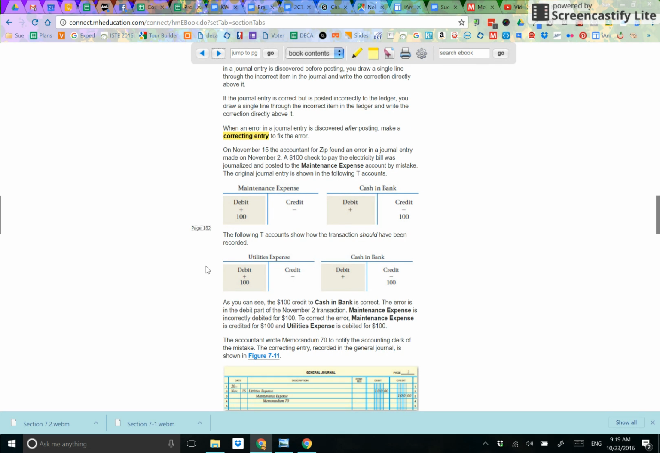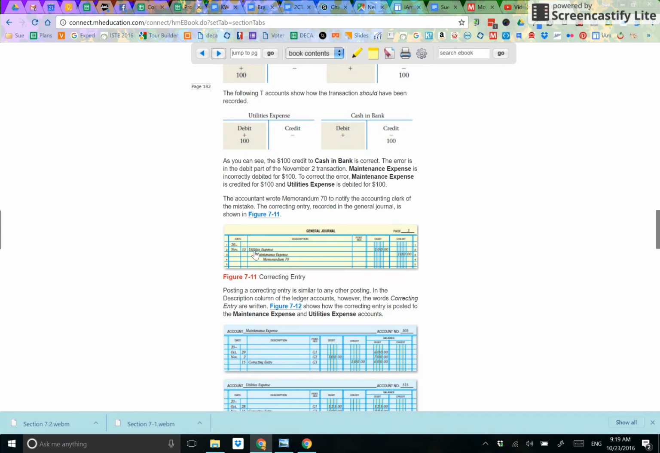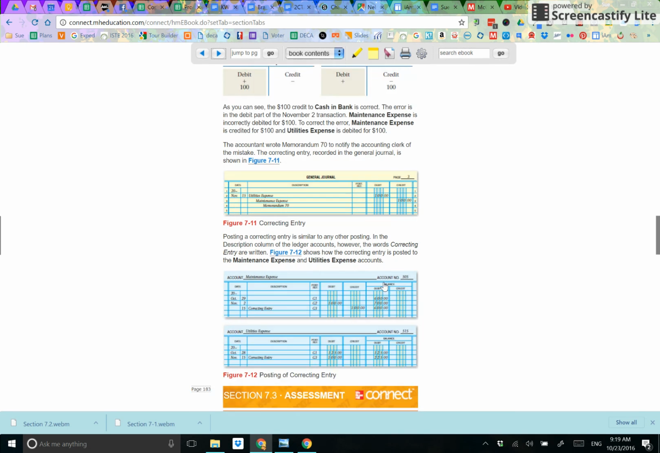So our correcting entry right here is going to be to, oh, that's not it, sorry. Here's what they did, here's what it should have been. Okay, so the correcting entry right here has got to be to get it out of maintenance expense. So we credit that, and then we put it debit into the utilities expense. And we would have had to write a memorandum for that correcting entry.